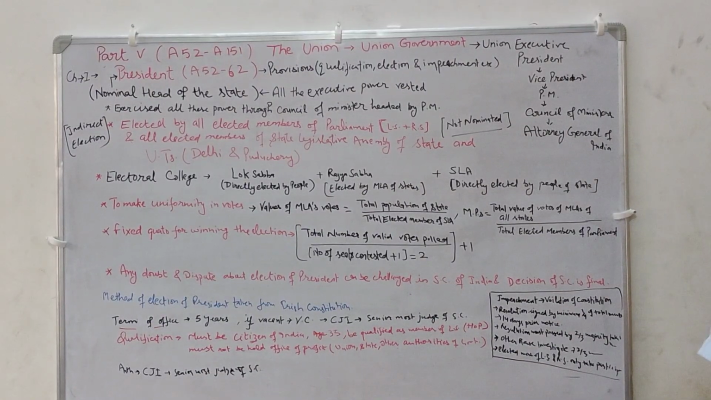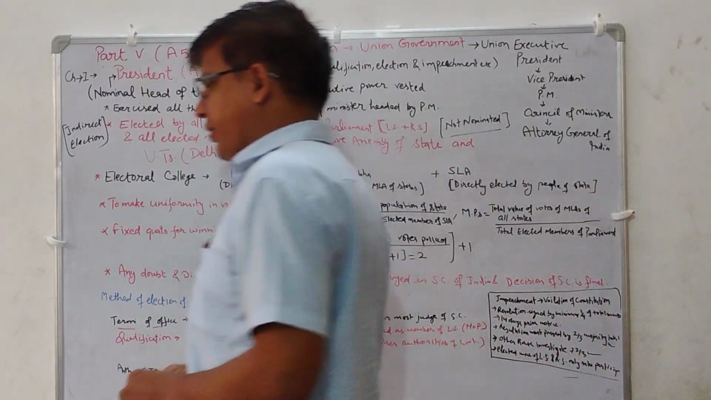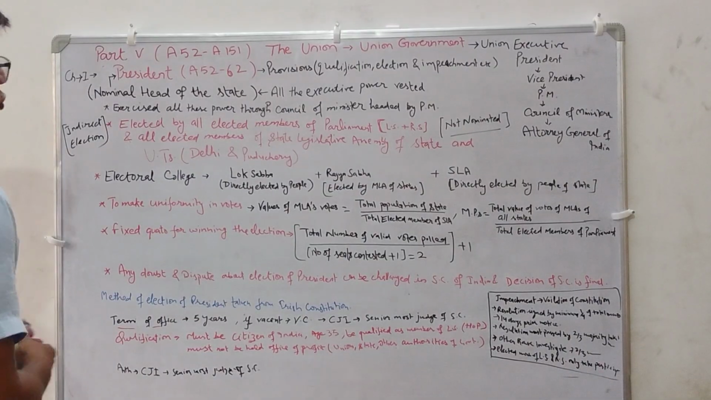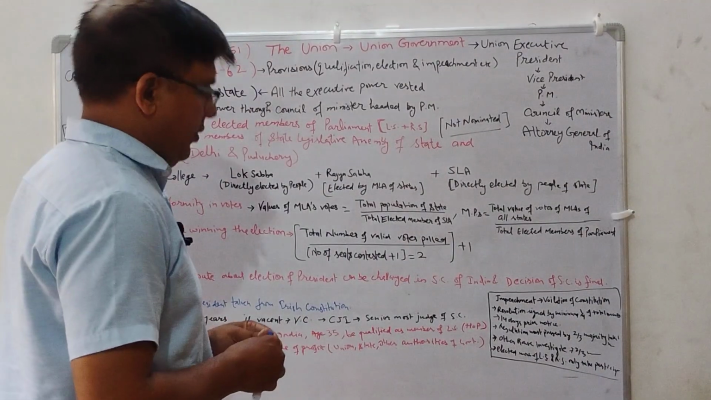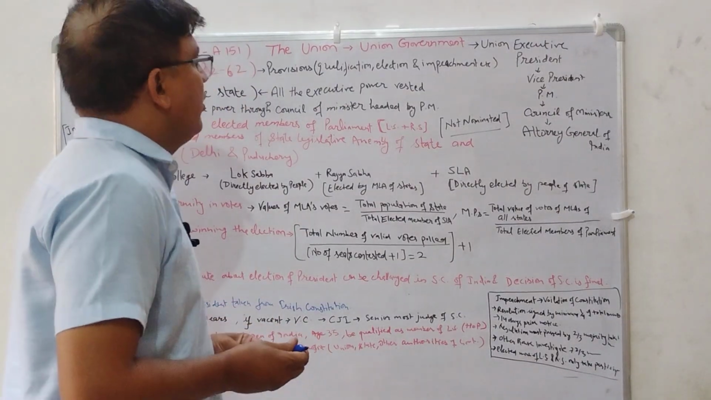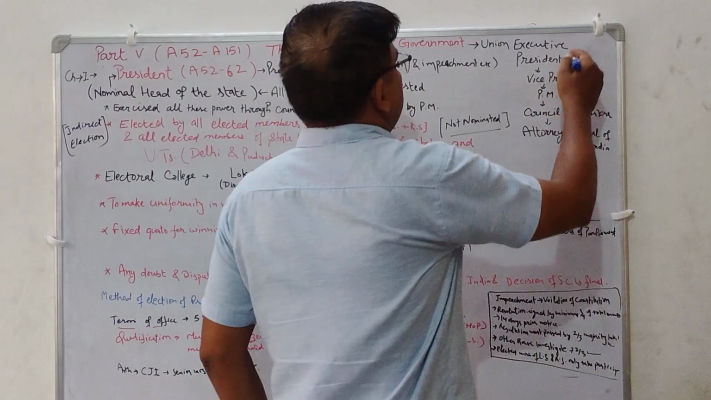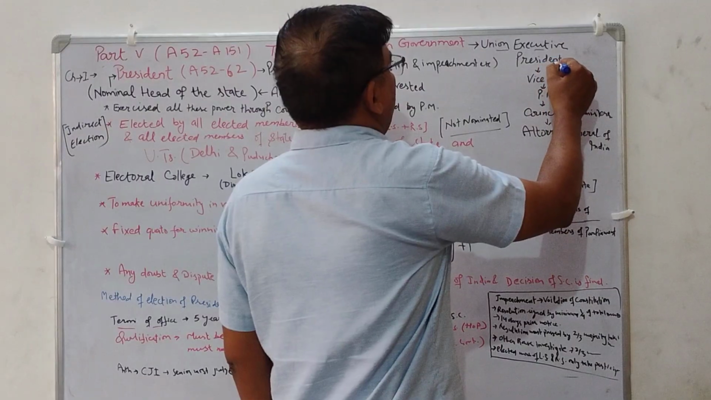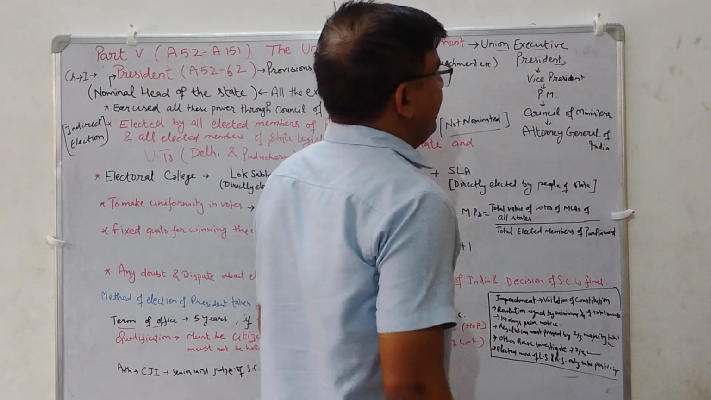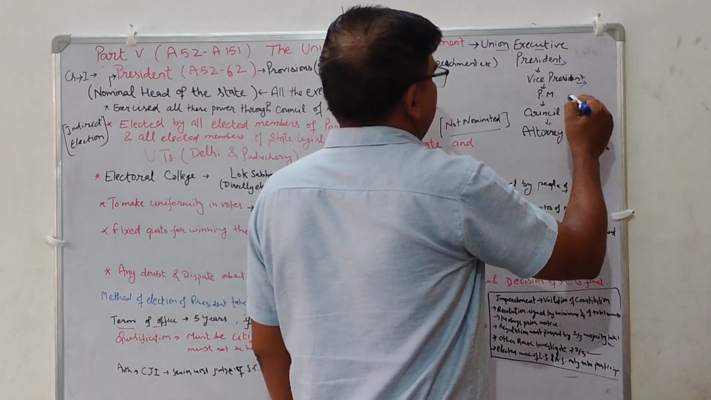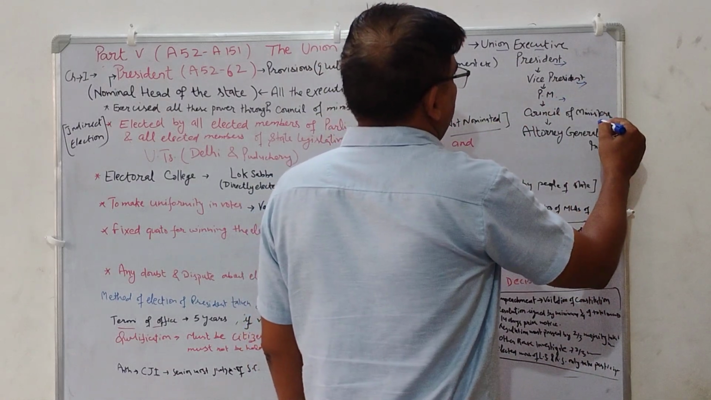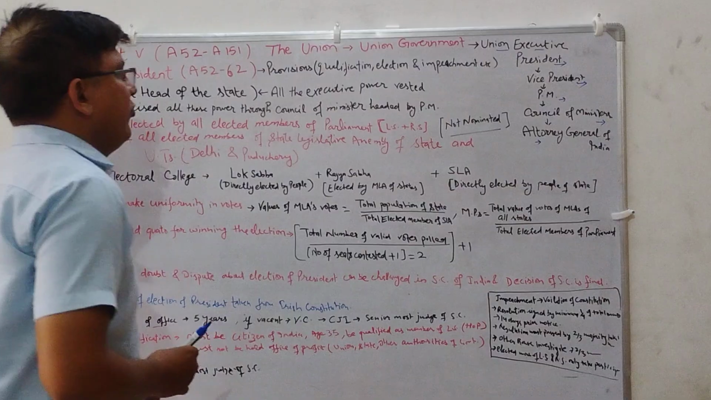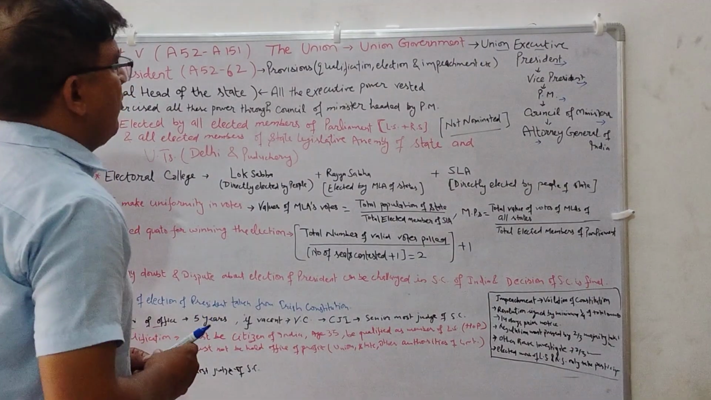Part 5 of the Constitution of India, starting with Article 52 and going up to Article 151. The Union or the Union Government is made up of the Union Executives. At the top of the executive is the President, the Vice President, then the Prime Minister, then the Council of Ministers and the Attorney General of India. These are the executives of the government.